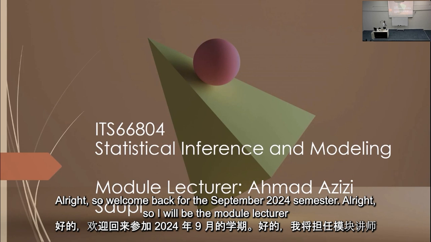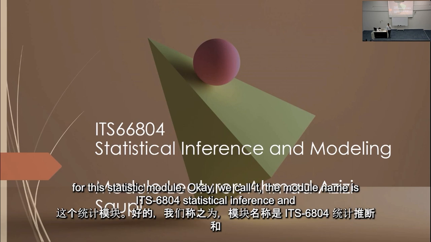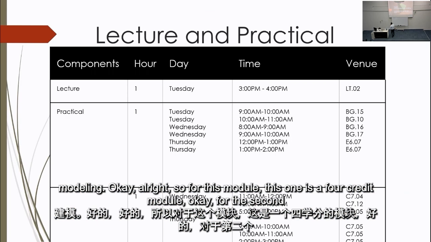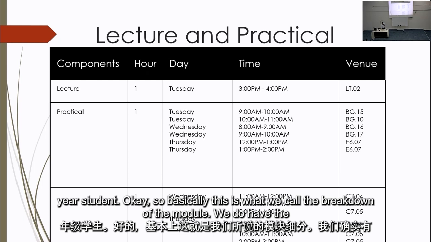Alright, so welcome back for the September 2024 semester. I will be the module lecturer for this statistics module. The module name is ITS 66804, Statistical Inference and Modeling. This is a 4-credit module for second year students. Basically this is the breakdown of the module.